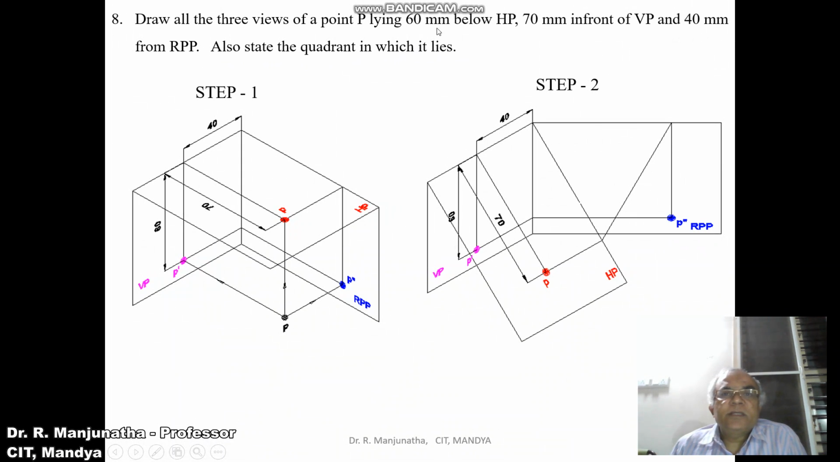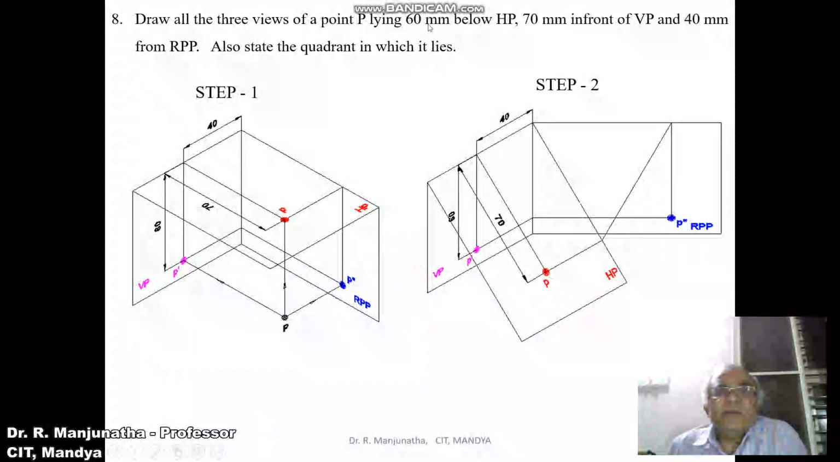So here it says below HP and in front of VP. Below HP means on the vertical plane, in front of VP is on the horizontal plane. Obviously, this will be the origin. So you are moving in this direction, that is 0 degree with respect to this, and with respect to this it will be 270. So 270 to 0 means it will be the fourth quadrant.